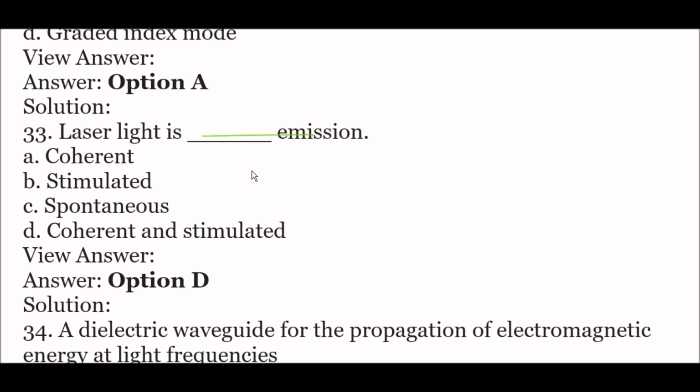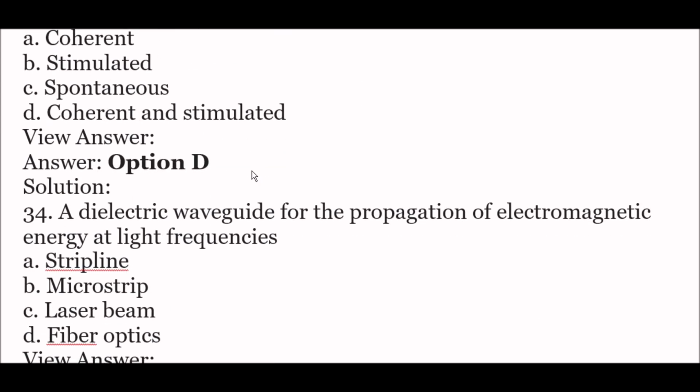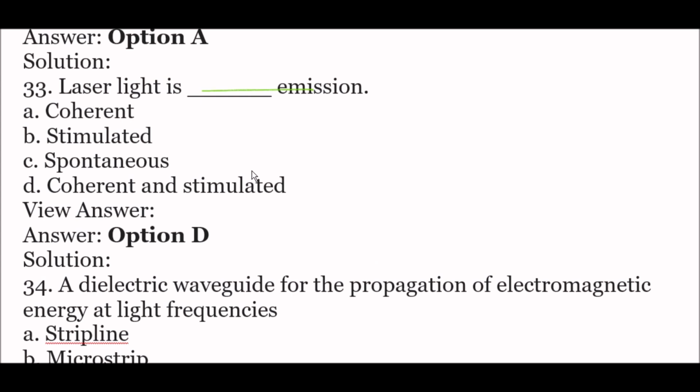Okay, next question. Laser light is blank space emissions. Option A, coherent, option B, stimulated, option C, spontaneous, option D, coherent and stimulated. Right answer is option D, coherent and stimulated. Laser light is coherent and stimulated emission.